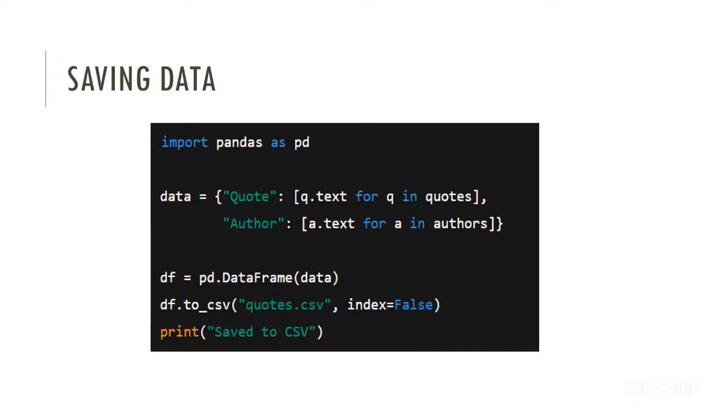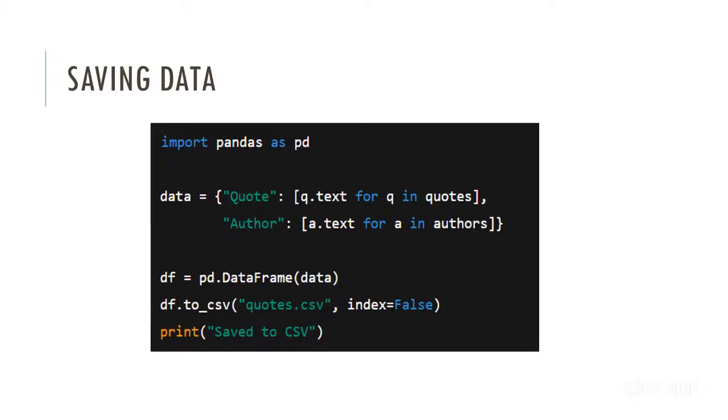Then we convert it to a data frame: df = pd.DataFrame(data). This creates a data frame in pandas, which is basically a table. Each row will have one quote and its author.